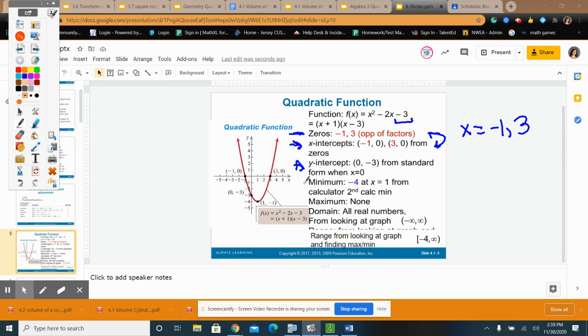How can you find a maximum and minimum? We use our calculator, second calc max or second calc min. The domain is all real numbers because there are no restrictions. And then the range you would get from looking at the graph and using that minimum value.